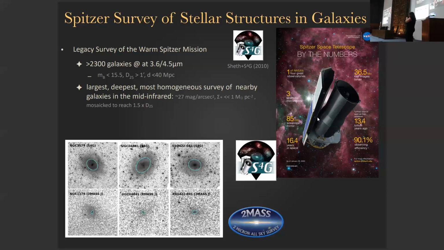This data is already all public. The S4G collaboration does not really exist anymore, but I was part of that founding group, so that was quite fruitful. Here I'm showing you, to give you a sense of how deep we went, 2MASS images. 2MASS is the near-infrared survey, JHK from telescopes on the surface of the Earth. And here this was using Spitzer. These are the same galaxies at the same scale, so you really have a very nice possibility of exploring the outskirts of these galaxies.